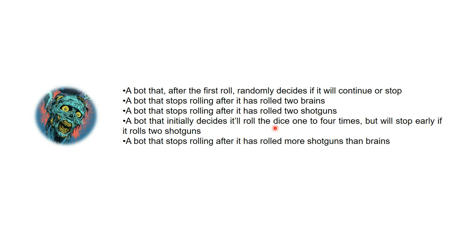The second bot will stop rolling once he gets more than 2 brains on a particular turn. Not throughout; every turn he will count up the brains. Same, the third will stop when he has gotten 2 shotguns. And the fourth is a bot that initially decides to roll from 1 to 4 times, that means he will play up to 4 times, but it will stop early if he gets 2 shotguns.